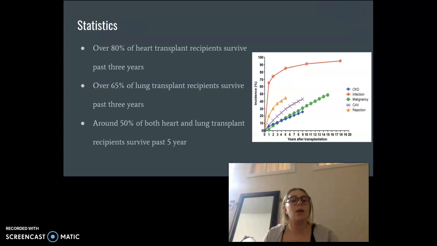So this is just some of the statistics of survival rates for both transplants. Over 80% of heart transplant and around 65% of lung transplant recipients survive past the first 3 years. And then around 50% of both transplant recipients survive past 5 years.